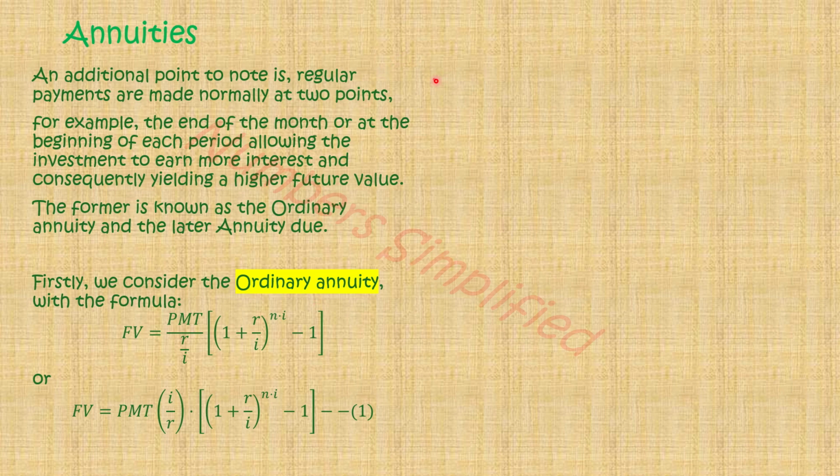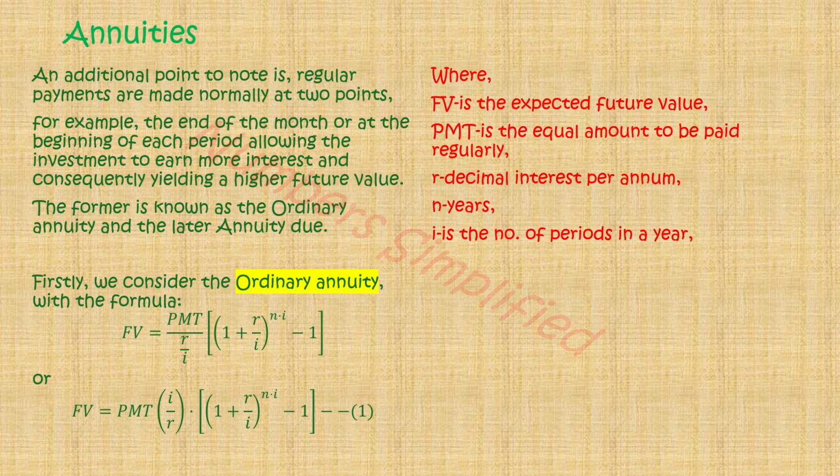Right, we are going to talk about what these represent. So FV would be the expected future value that the investor is anticipating to get by the end of the investment. And PMT is the equal amount to be paid regularly by the investor. R is the decimal interest rate per annum. And this is in a case where we assume the interest rate is stable throughout the investment period.